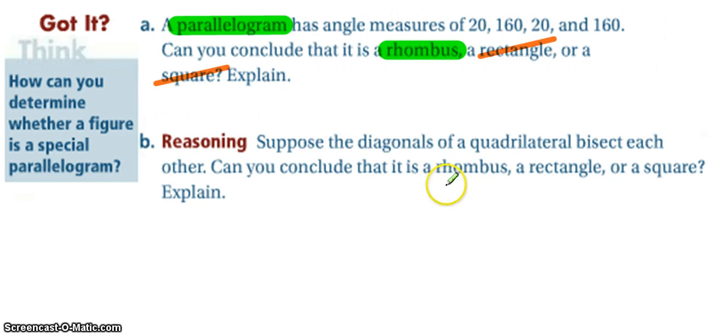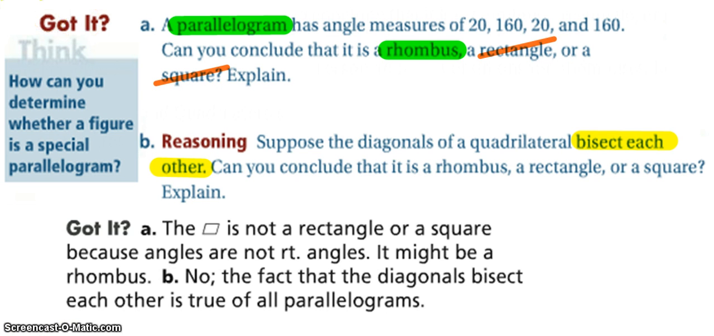In B, we're told that the diagonals of a quadrilateral bisect each other. So can we conclude that it's a rhombus, rectangle, or square? Now, if we think about a quadrilateral with diagonals that bisect each other, all that classifies is that it is a parallelogram. So we can't conclude that it's a rhombus, rectangle, or square, but all we know is that it is a parallelogram. So there are your answers for A and B.